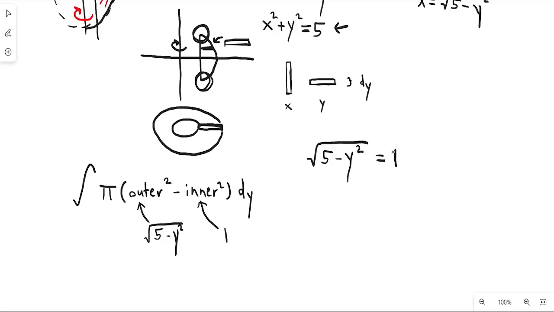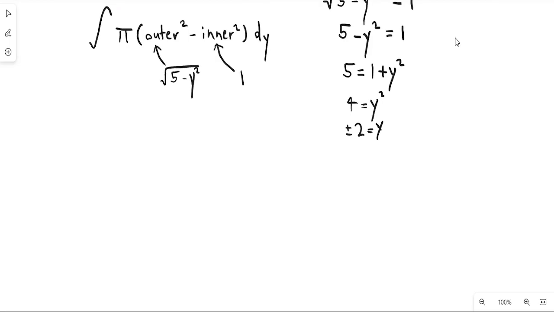So that's going to happen when these are equal. If I square both sides here, I'm going to get 5 minus y squared is equal to 1. And then we just kind of want to simplify, right? Add y squared to both sides. So 5 is 1 plus y squared. That means that 4 is equal to y squared, and that means that y is equal to plus or minus 2. Okay, so to recap, we found our bounds of integration here.